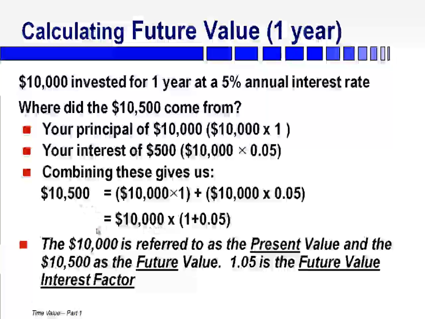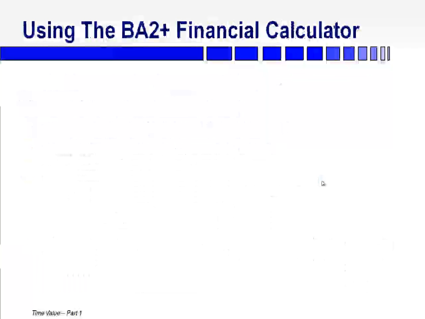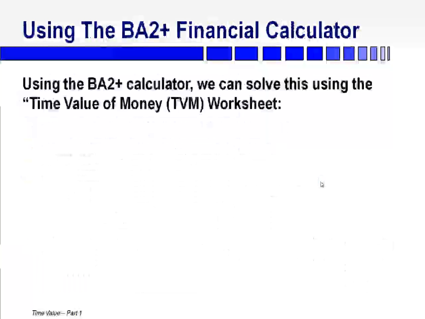Okay, next, we've done that using the formula, so let's do this now using the BA2 Plus financial calculator. We're going to solve this problem using what's called the time value worksheet in your calculator. The keys in the time value worksheet are found in the second row of keys from the top. If you haven't set up your calculator yet, take a minute, pause the video, and go to the video series on the BA2 Plus calculator.